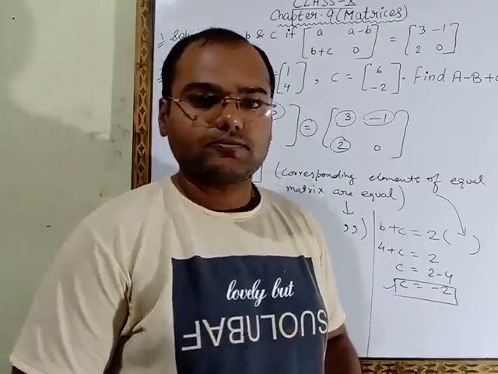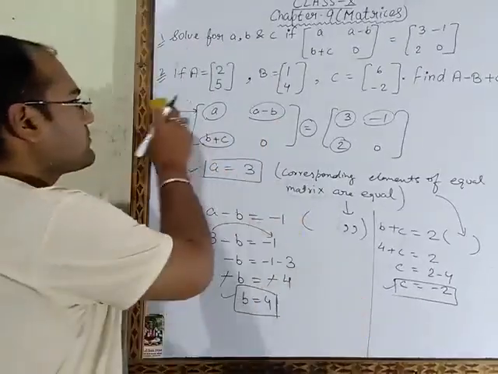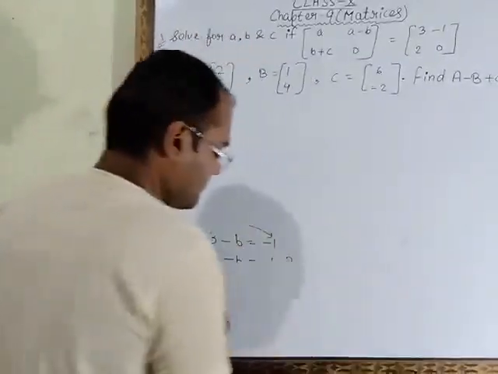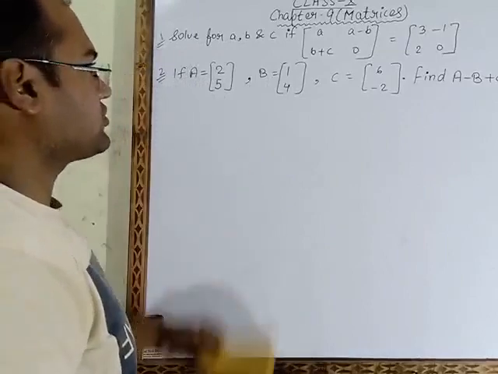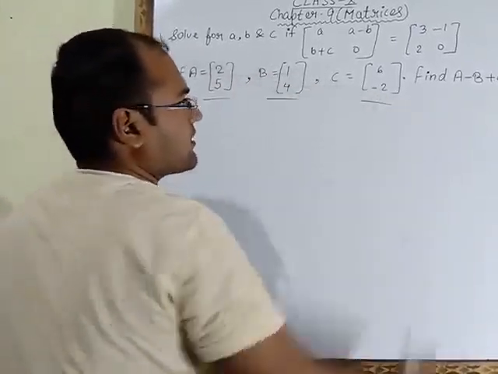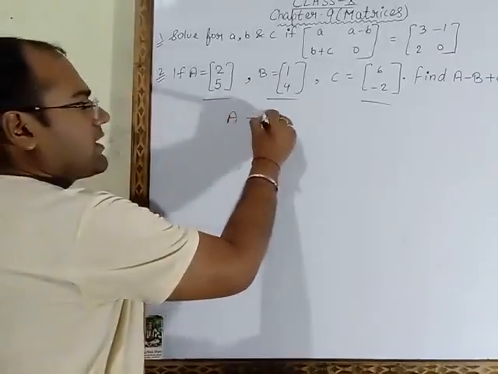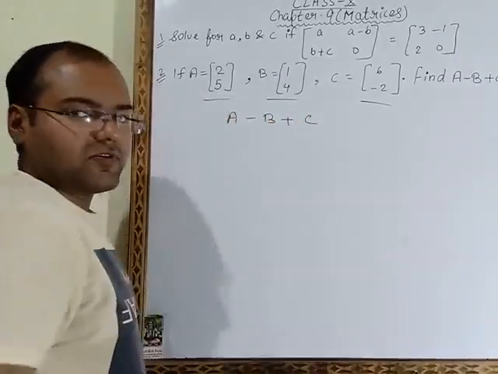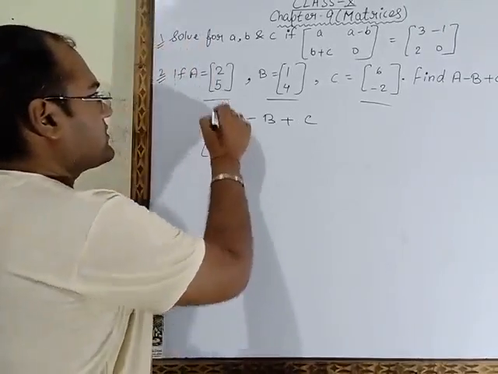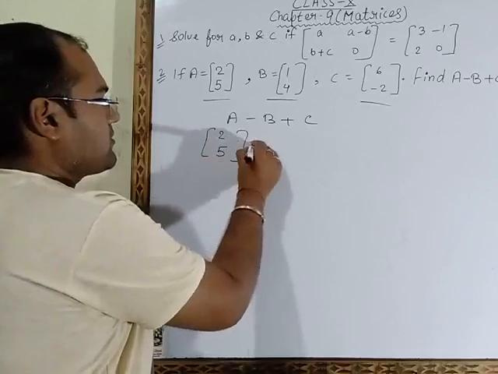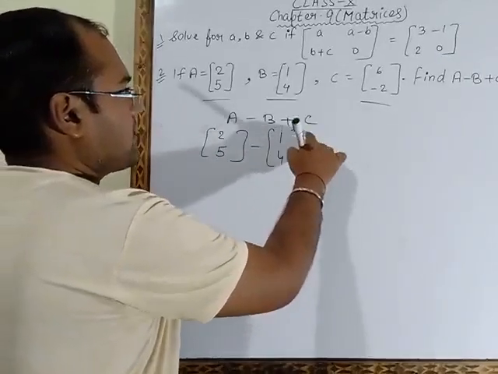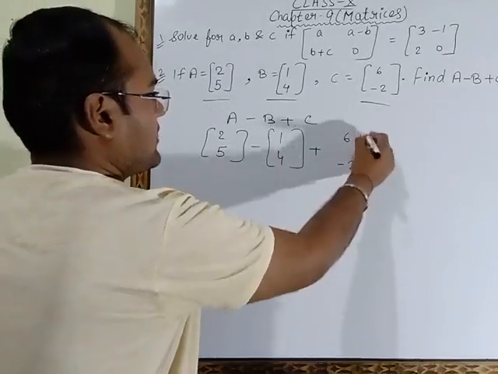Now see the next question. The second question: A, B and C, these three matrices are given. We have to find A minus B plus C. So as a first step, we will write the values of the matrices. A matrix is 2, 5, minus B matrix is 1, 4, plus C matrix. C matrix is 6 and minus 2.